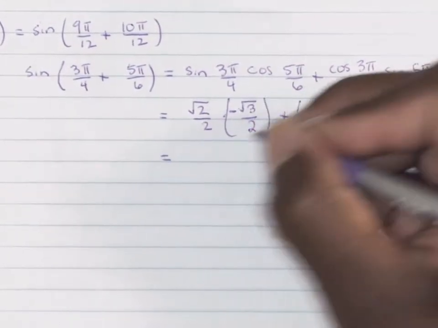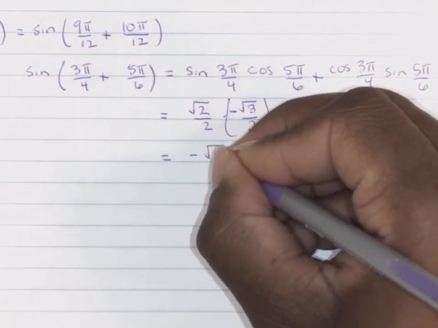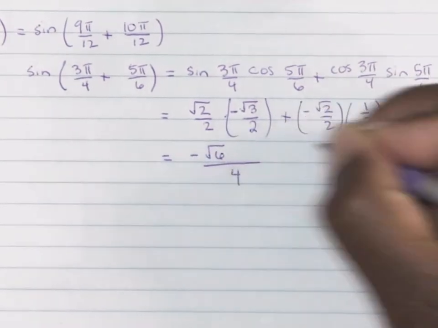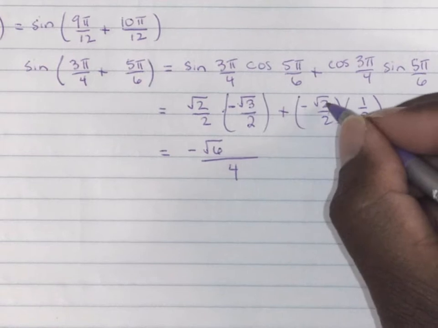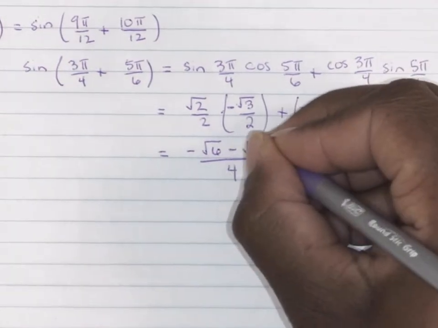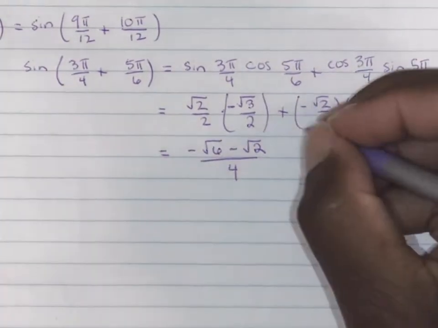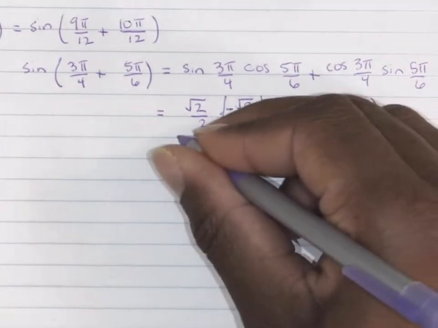Root 2 times negative root 3 gives me negative root 6 over 4. It's plus, but this negative sign will make it negative. So negative root 2 times 1 is minus root 2 over 4. So this should be my answer.